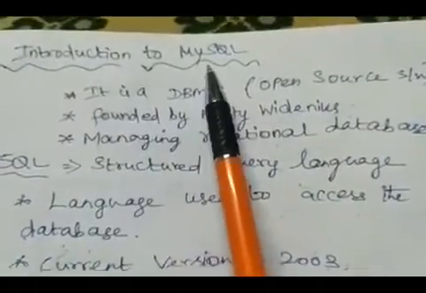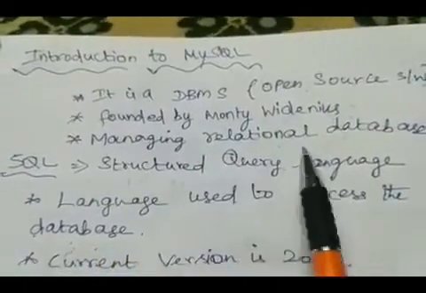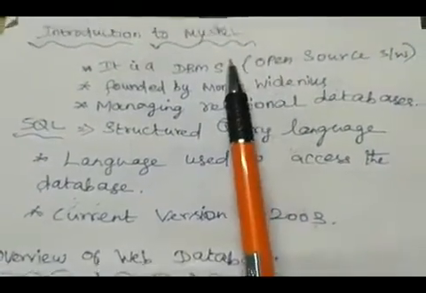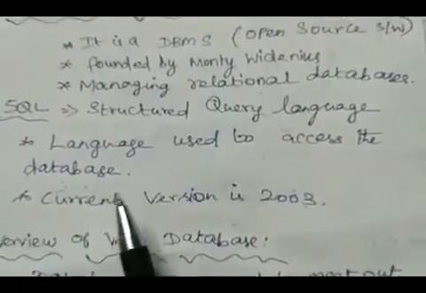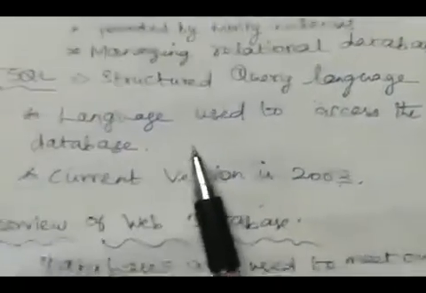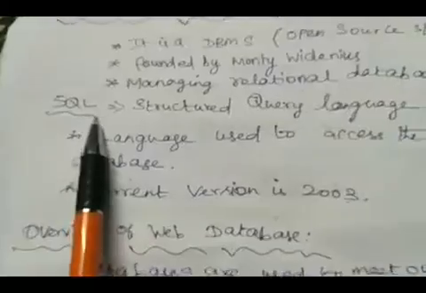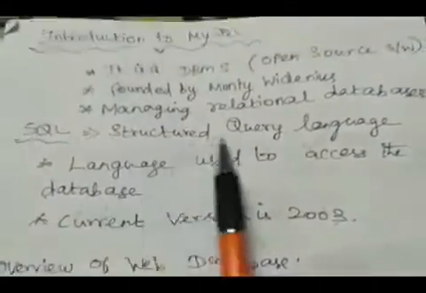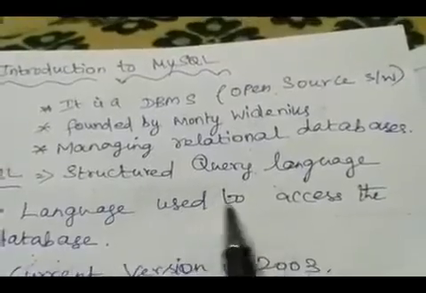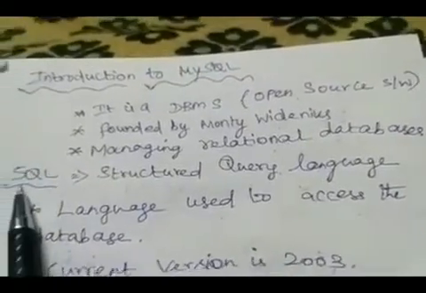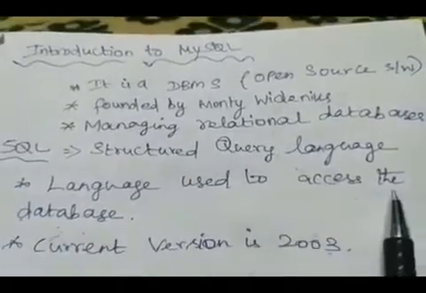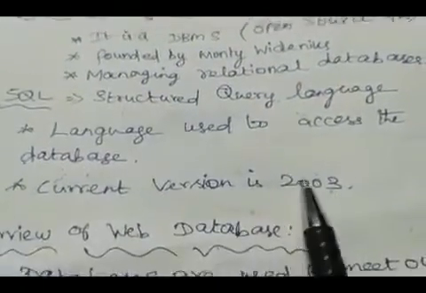And what is the purpose of MySQL? It is used for managing relational databases. Before studying MySQL, we are going to learn about database and SQL. What is a database? It is a collection of data organized as tables. And SQL is the expansion of Structured Query Language. Here, language means a set of commands which are used to access the database. So SQL is a language used to access the database, and the current version of SQL is 2003.